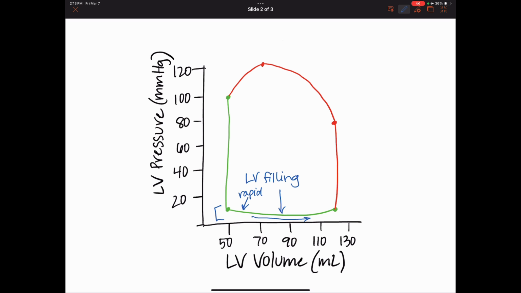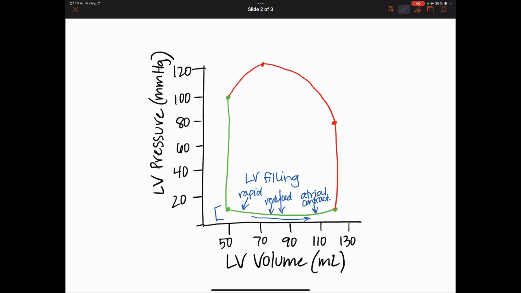This is when blood passively moves from the atria into the ventricle. This is followed by a period of reduced filling where there's still blood moving into the ventricle, but there's a little bit less than the rapid filling phase. And at the very end is our atrial contraction phase, where the atria contract and add just the last little bit of blood into the ventricles before the ventricles start to contract.